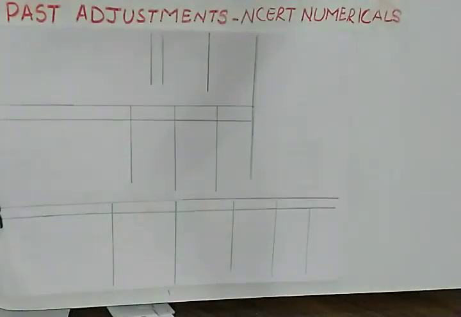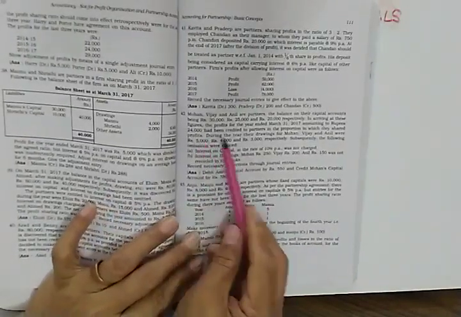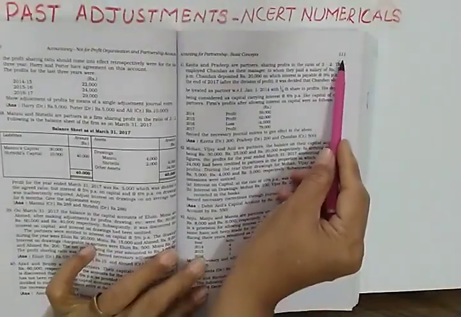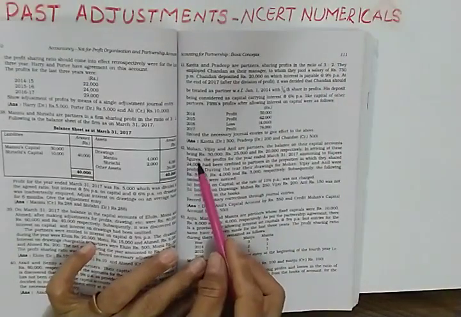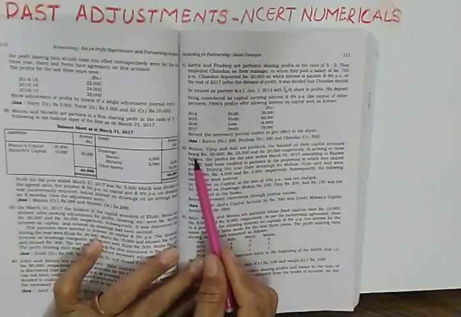Next numerical is question number 42. Let us read question number 42, page number 111. This is also NCERT's question. These two are NCERT's questions.